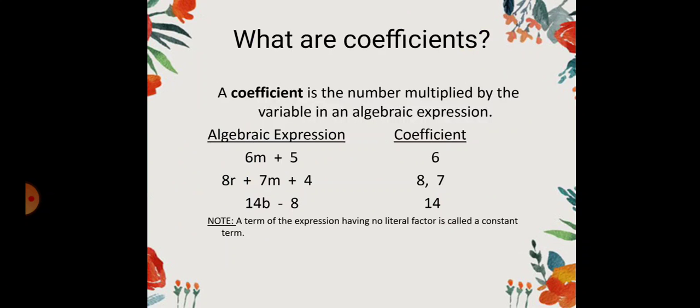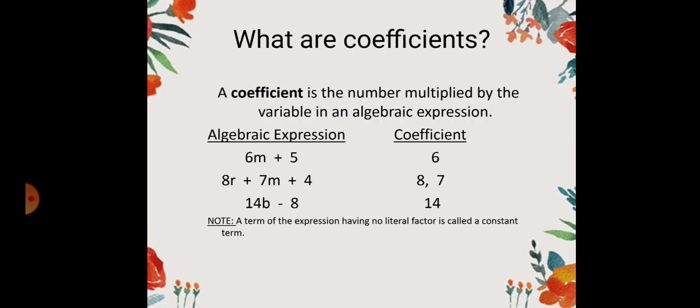Next, we are going to learn about a very important term called coefficient. A coefficient is the number multiplied by the variable in an algebraic expression. Again, I'm repeating, a coefficient is a number multiplied by the variable in an algebraic expression. Let us consider the first algebraic expression, 6m plus 5. Here the coefficient is 6. In the same way, I have given two more examples, 8r plus 7m plus 4. So the coefficients are 8 and 7 and not 4. Coefficient means it should be multiplied by a variable in the algebraic expression.